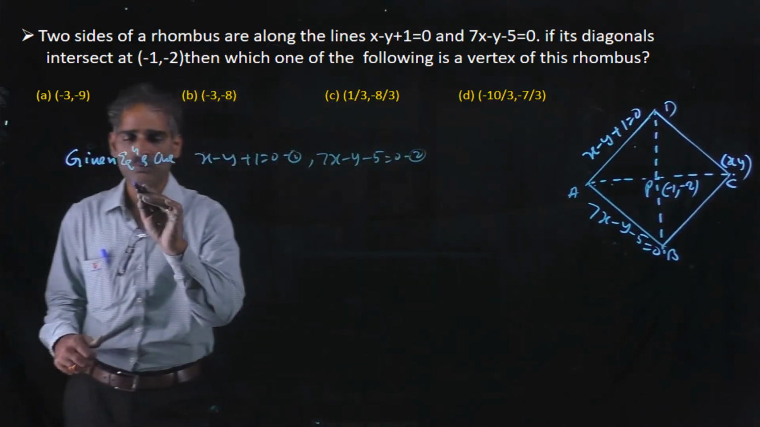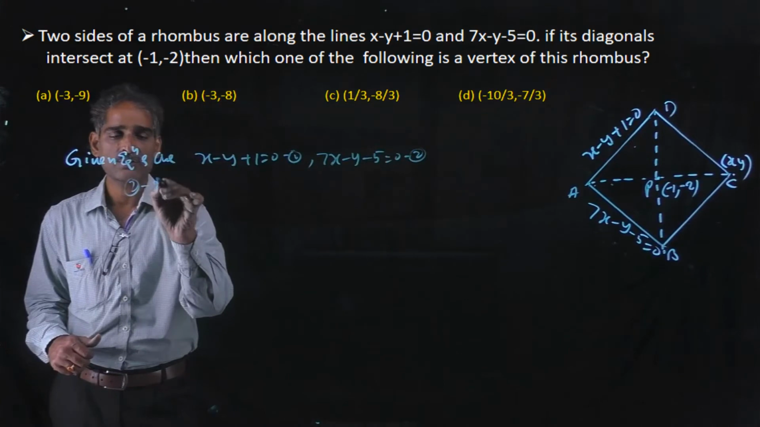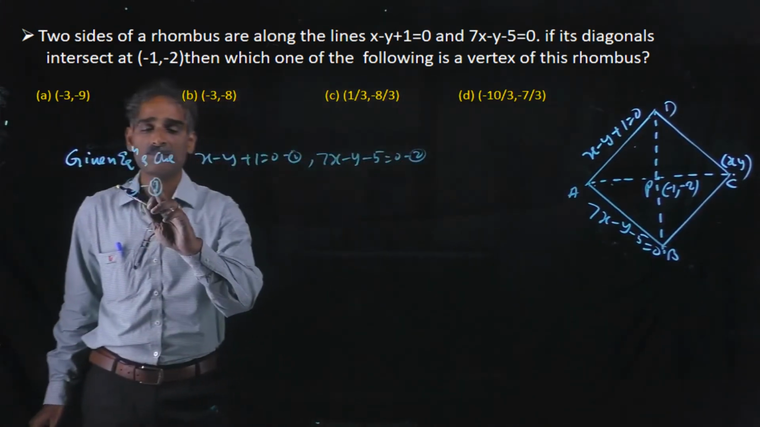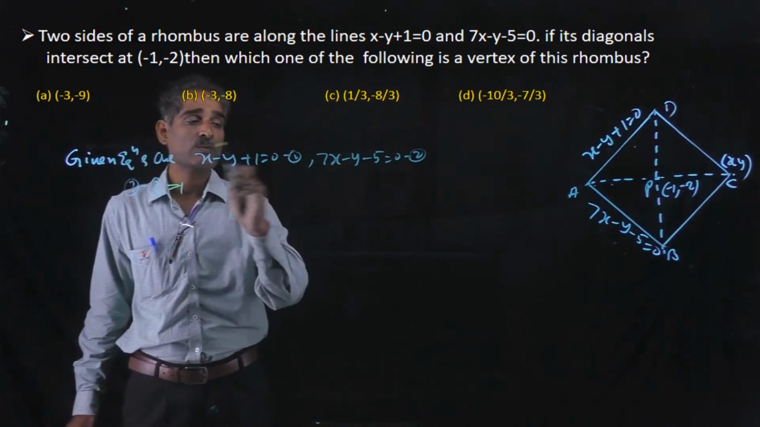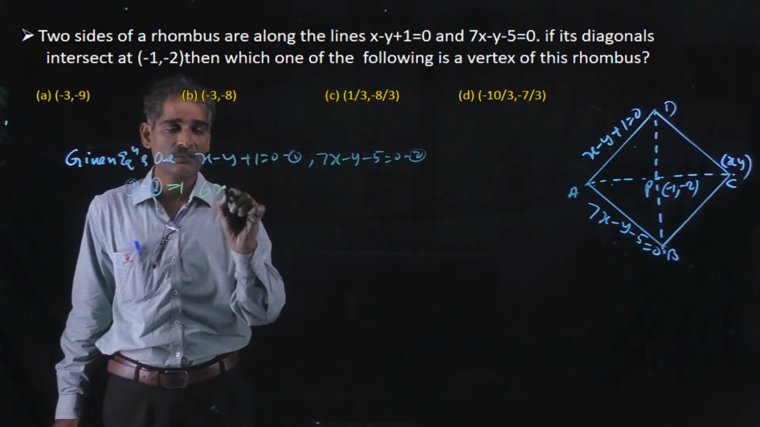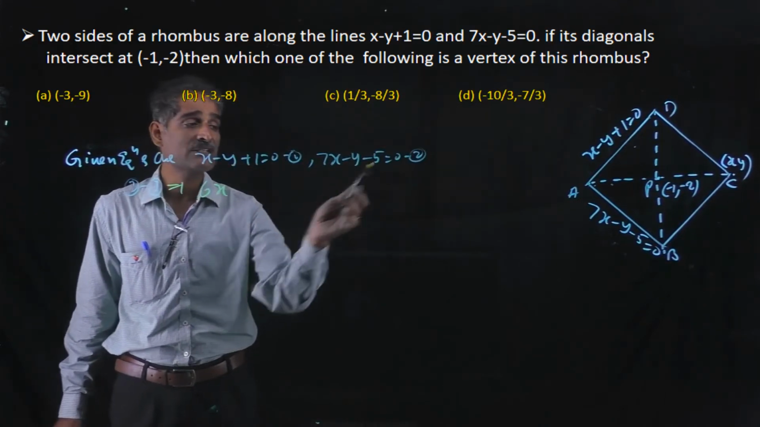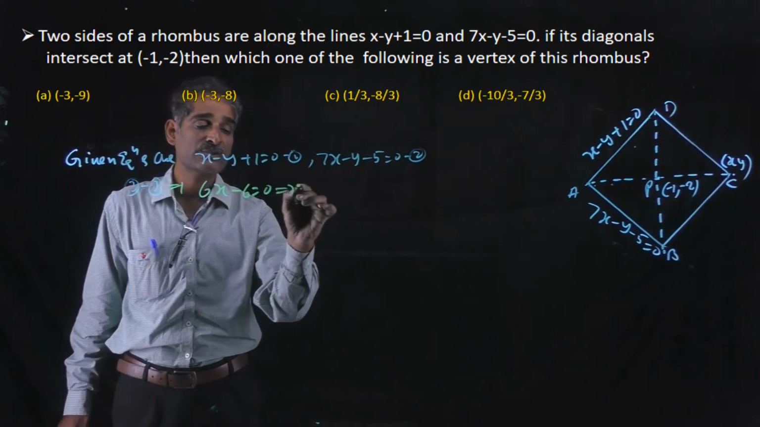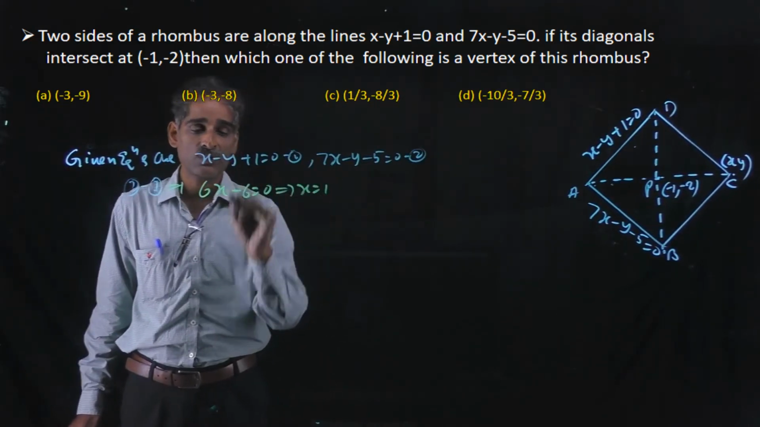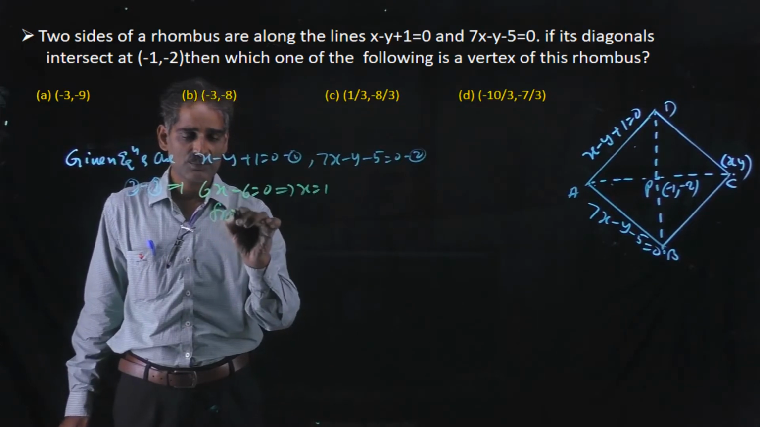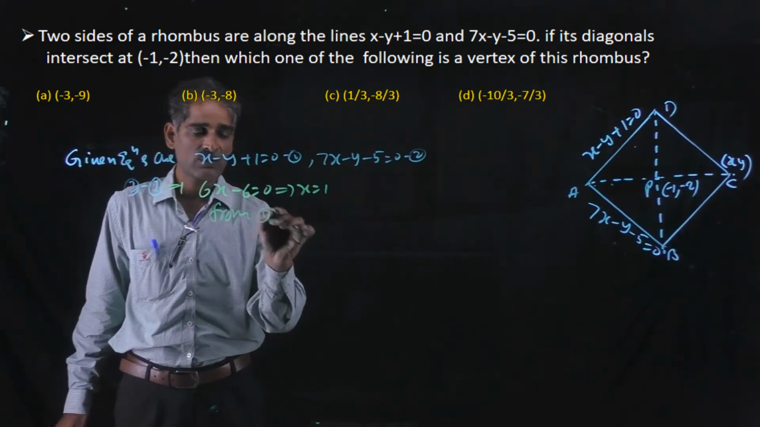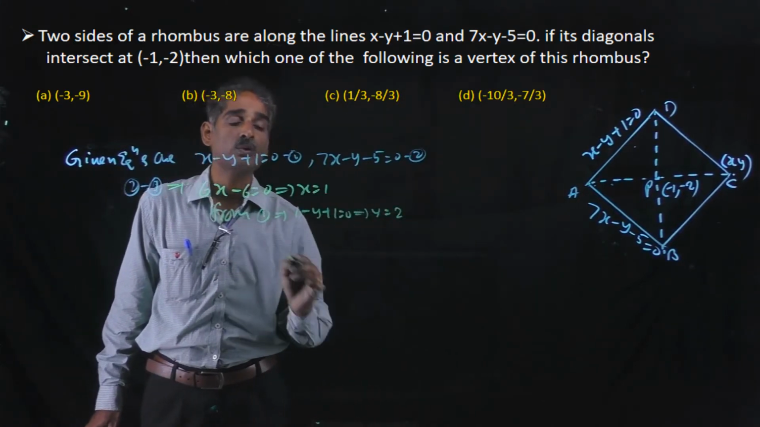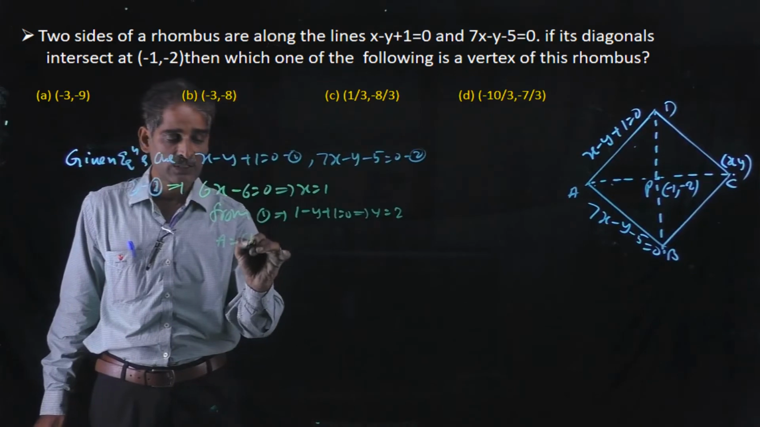So solving these two, just find 2 minus 1. So what is the value of 2 minus 1? 7x minus x, 6x. So minus y plus y get cancelled. Minus 5 minus of minus 1, that is minus 6 equal to 0. From this x is equal to 1. So now from equation 1, substitute x equal to 1. From 1, this implies 1 minus y plus 1 equal to 0. This implies y is equal to 2. Now the coordinates of A are 1 comma 2.